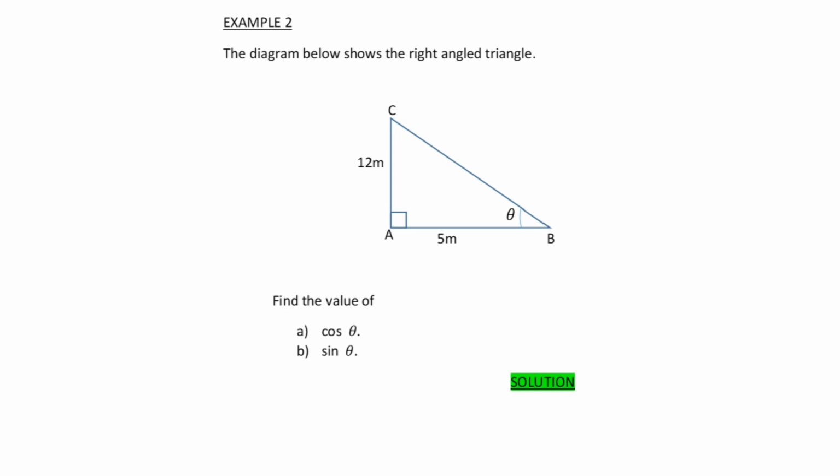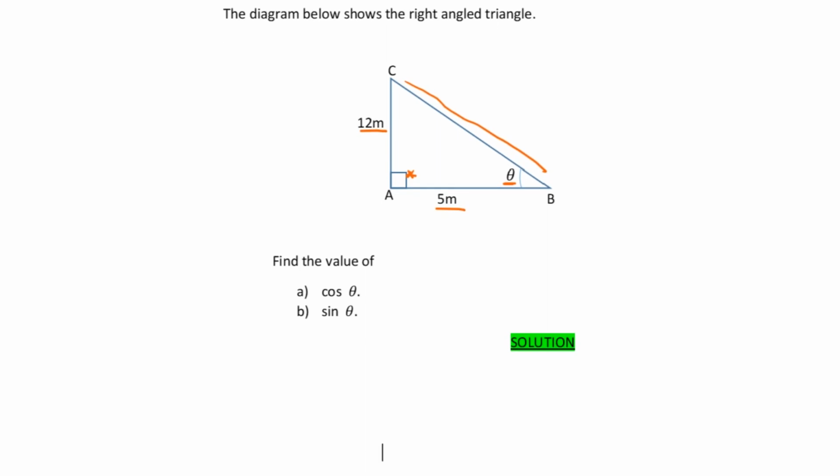In the triangle, of course, we have seen that we are given 12 meters. We are also given 5 meters here. We are given the angle theta, and we are also given the 90 degrees angle here, and this length here is the longest length, and that's the hypotenuse. So we are asked to find cos theta. How do we find cos theta? We write SOHCAHTOA.